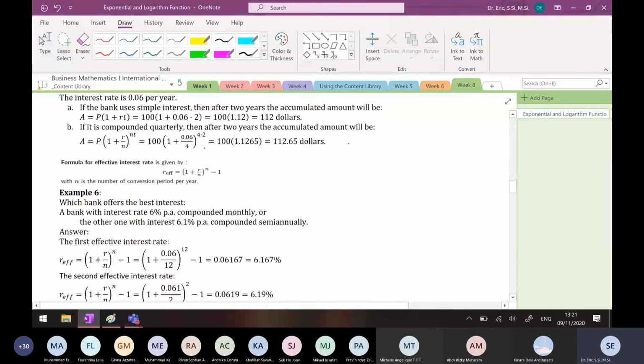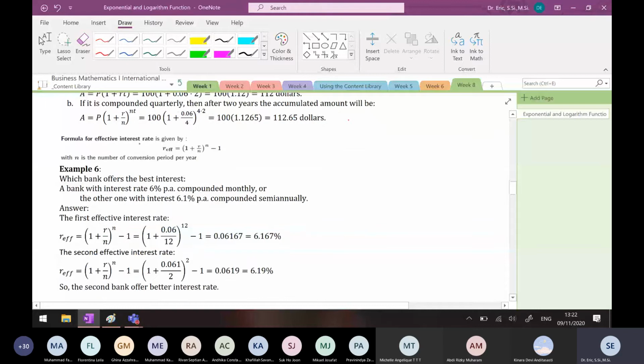Maybe you have already done this in your high school. And this is the formula for effective interest rate. This is how we compare interest rates. So this is the problem. Which bank offers the best interest? A bank with interest rate 6% per annum, compounded monthly, or the other one with interest 6.1% per annum compounded semi-annually. That is 2 times a year.